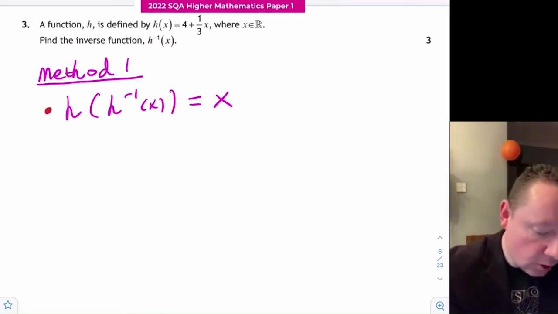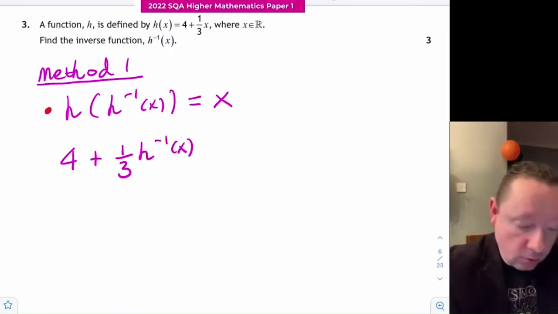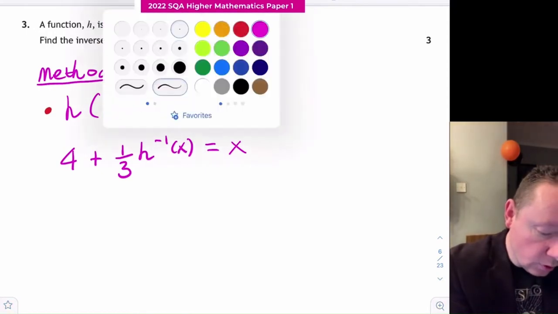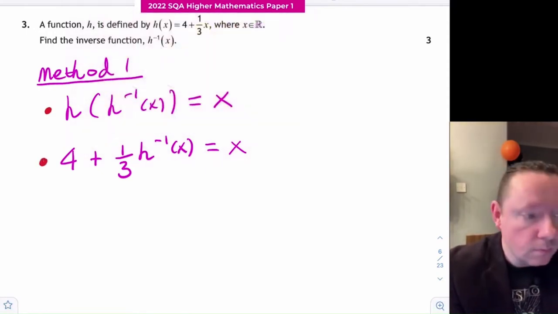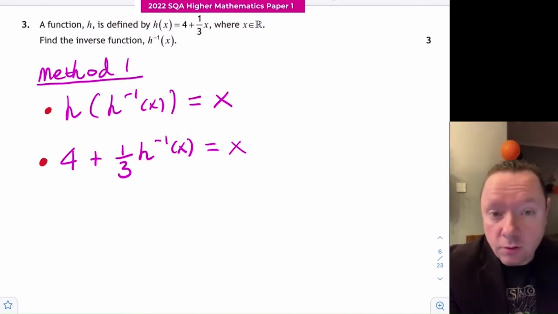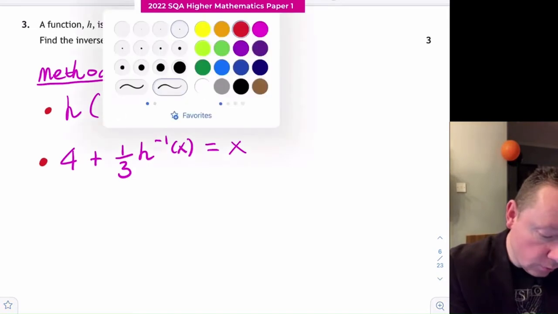Then for your second mark, substituting into h, we get 4 plus 1 third h to the minus 1 of x, and that still equals x. So there's your second mark if you're using composite functions. And then for your third mark, the inverse function, the subject of that. So we'll need to do some work on that first of all.